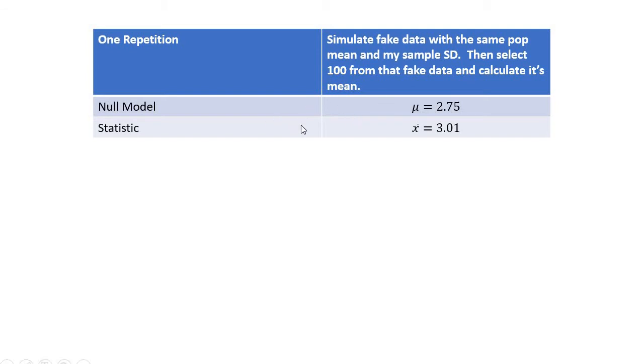The null model in my case would be mu is equal to 2.75. Greek letters are always used for parameters. My statistic is x bar. It's the sample mean, which ended up being 3.01.